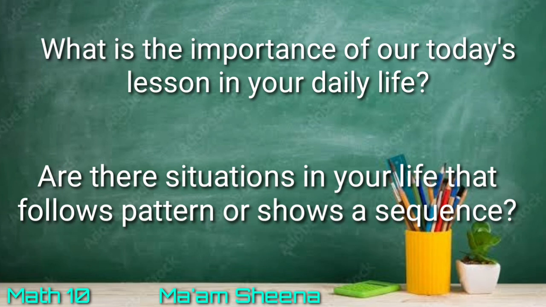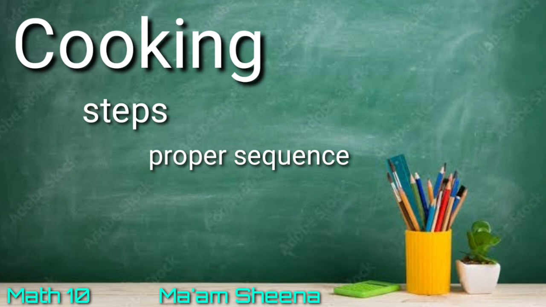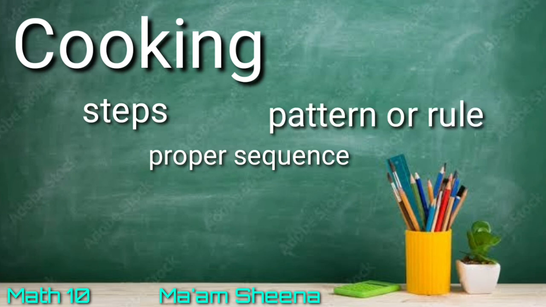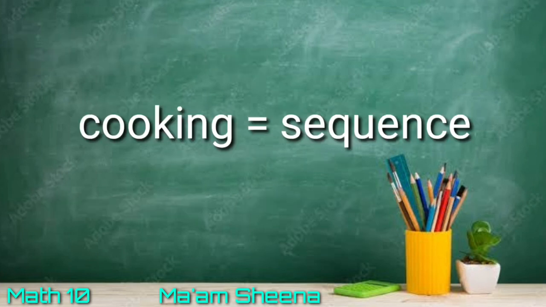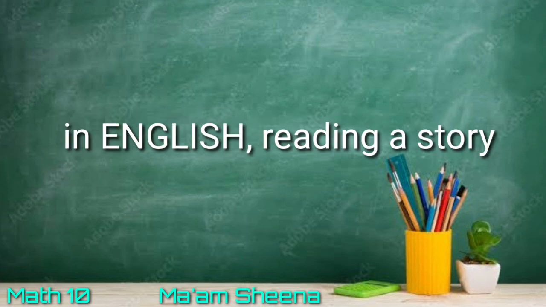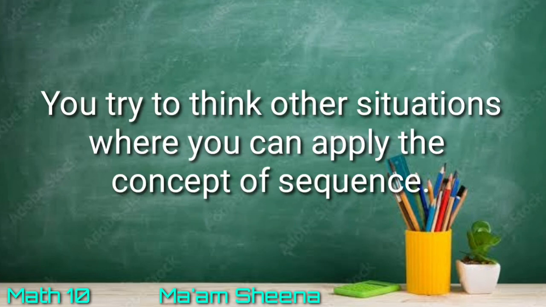So yes, very good. For example, in cooking, there will be steps, there will be proper sequence, there will be a pattern or certain rule in cooking. So you do have your measurements, and what goes in first or what you put first in your menu. So that follows a sequence. What else? In English, for example, in reading a story, there's a proper sequence, right? So that's also an example of a sequence. What else? Think of certain situations in which you can encounter sequence in your life.